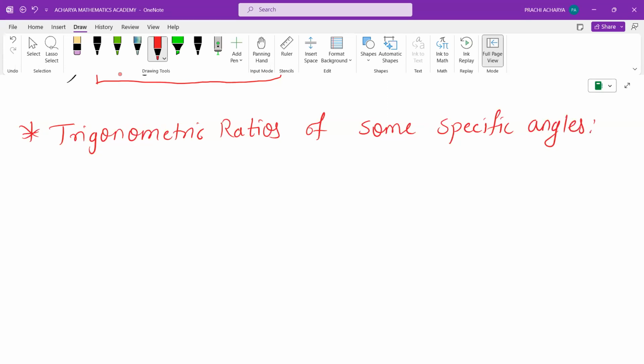All right. So let me prepare a table. Let's say this is angle theta for 0 degree, for 30 degree, for 45 degree, for 60 degree, and for 90 degree. अभी के लिए यही तक देखेंगे. We can write it for 180 as well. But right now, this much is enough.